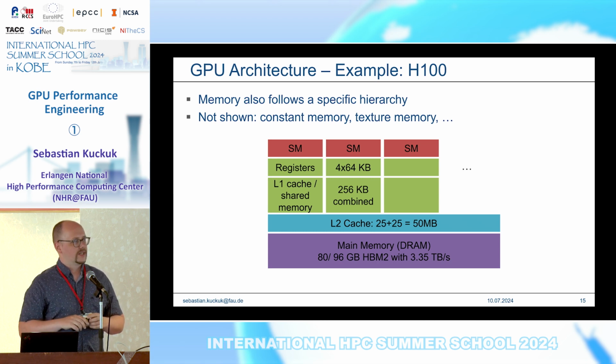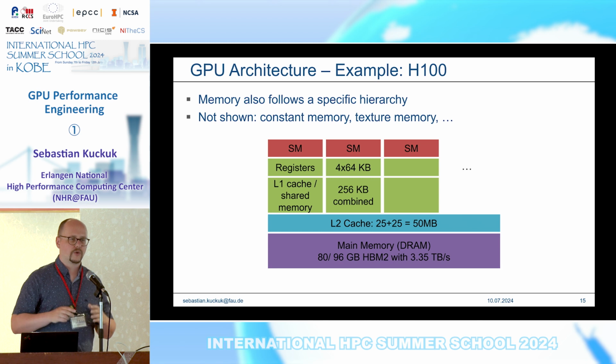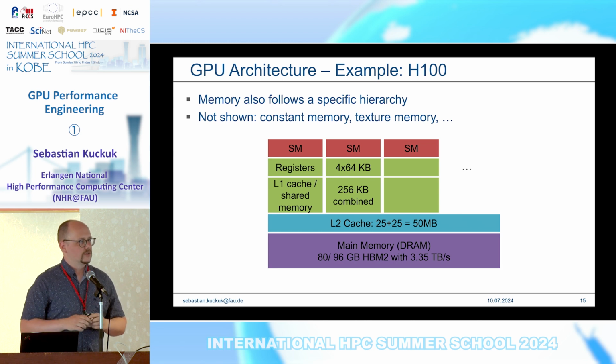And then for the L1 cache and the shared memory, this will be even smaller with 256 kilobytes, but it's sort of not that bad because this is per SM. Remember, you have in the order of 100 SMs. So if you multiply this together, this is still around 25 megabytes. And then there's some registers, again, in sort of the same order of magnitude.